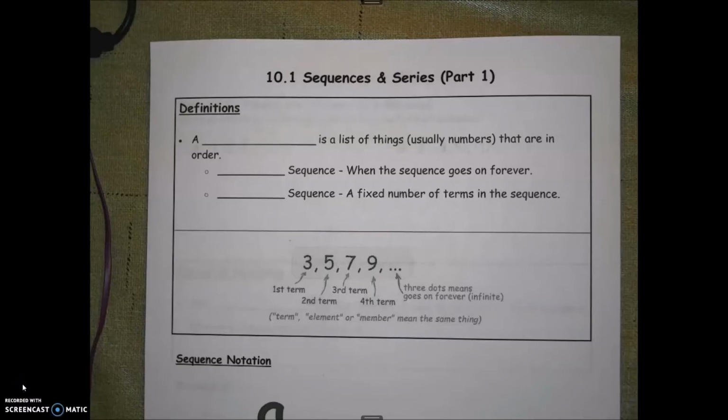Today we're going to be talking about 10.1 sequences and series. This is part 1 in that series, so pay close attention. The first thing we're going to go over is some definitions so you can understand what we'll be doing this week.